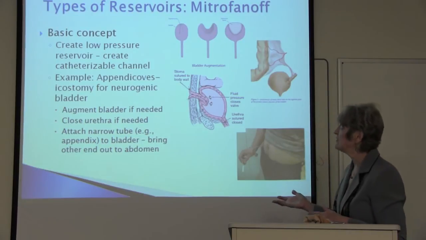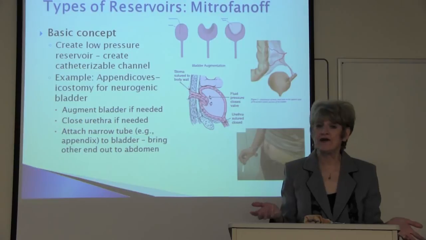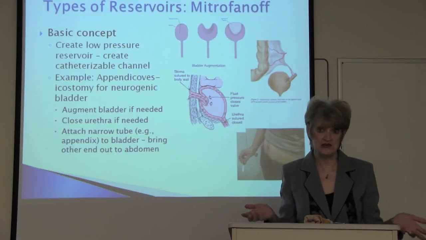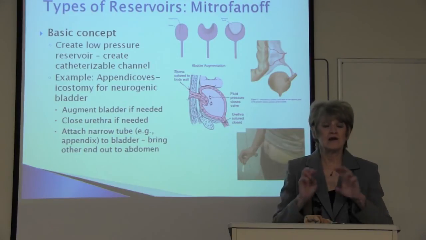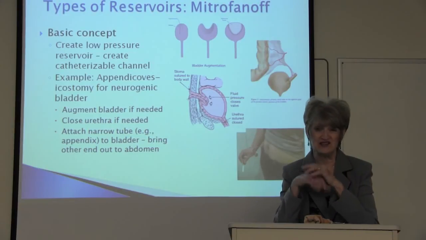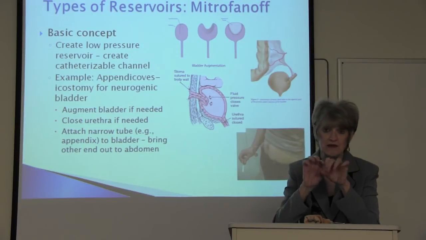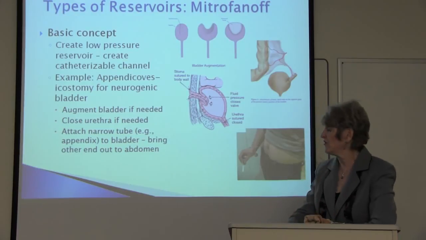So Mitrofanoff just means, look around. What do you have you can use as a reservoir? Can you use the bladder itself? Yes, you can. If the patient has neurogenic bladder, do you need to enlarge it? Do so. What can you use as a catheterizable channel? Does the patient still have an appendix? Use that. Oh, the appendix is already gone? Okay, take another little piece of bowel, roll it up into a narrow tube, use that. So I want you to know that term.